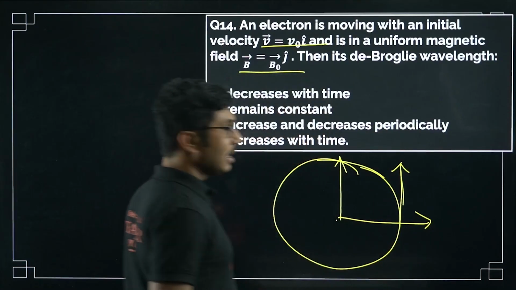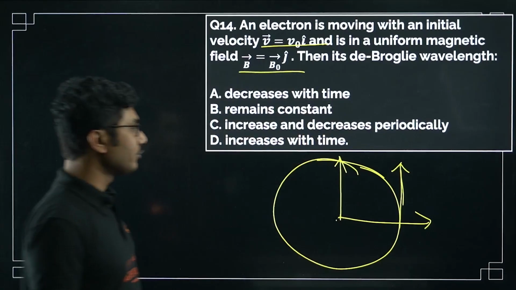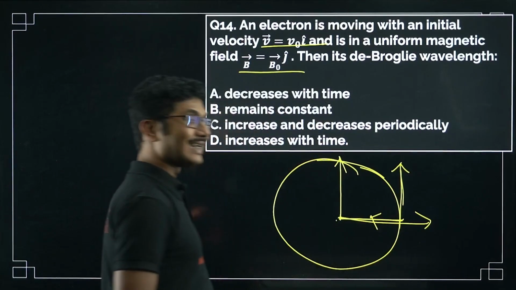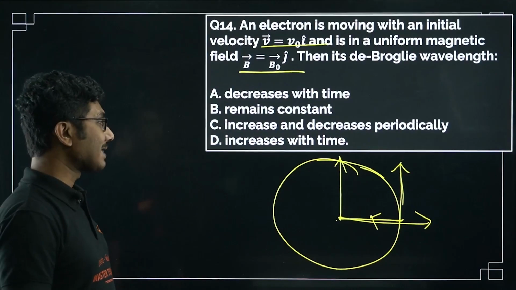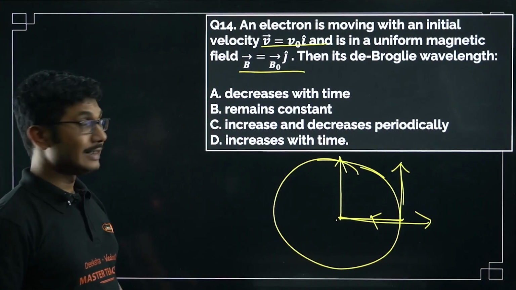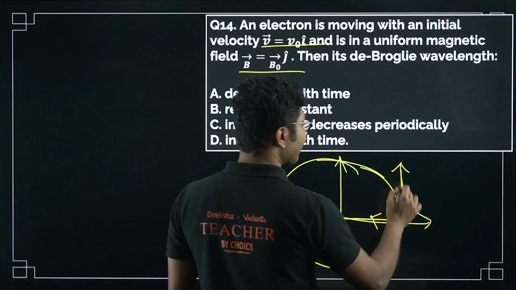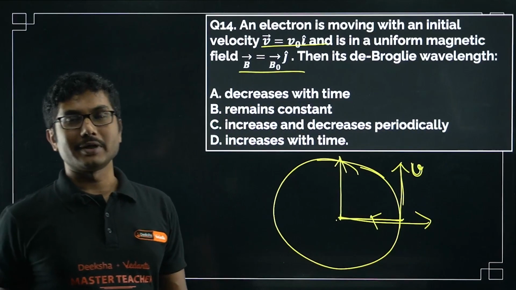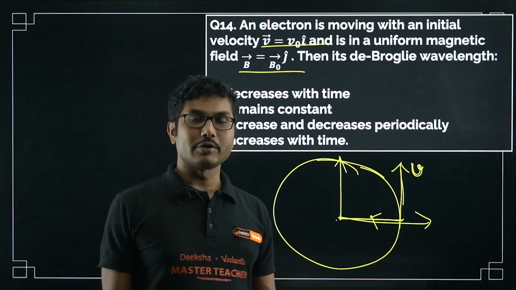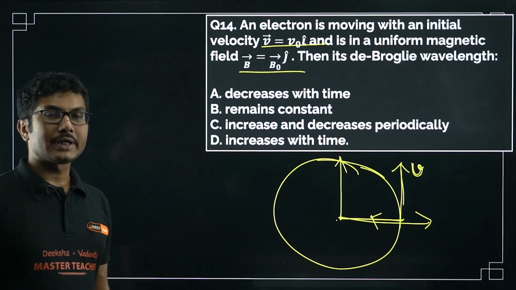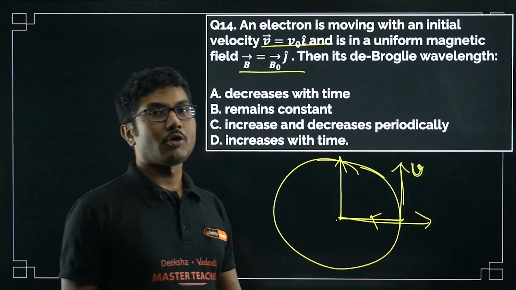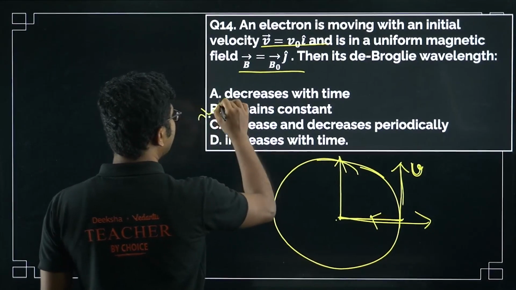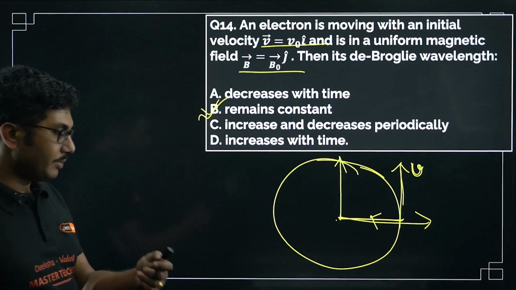So this is also a mixed concept question. So now Lorentz force means the force acting on the particle will act towards the center. Okay, it will not accelerate in any direction other than this, right? And the velocity will remain constant. So the magnitude of the velocity will remain constant. That means the magnitude of the momentum will remain constant. So magnitude of the momentum constant means the de Broglie wavelength will remain constant. Okay, de Broglie wavelength will remain constant.